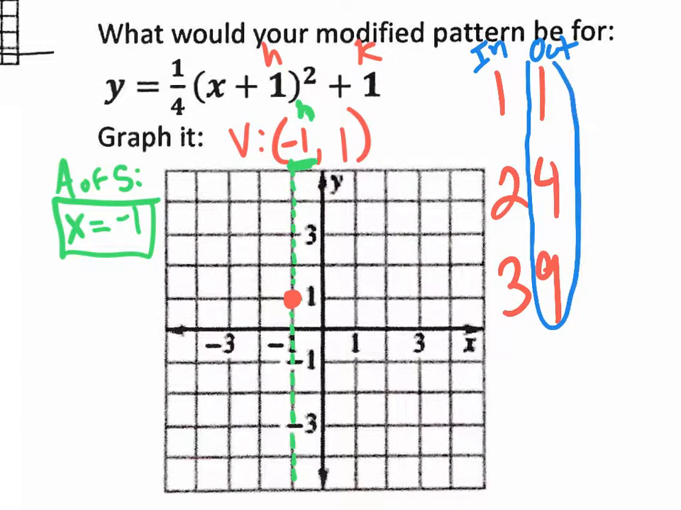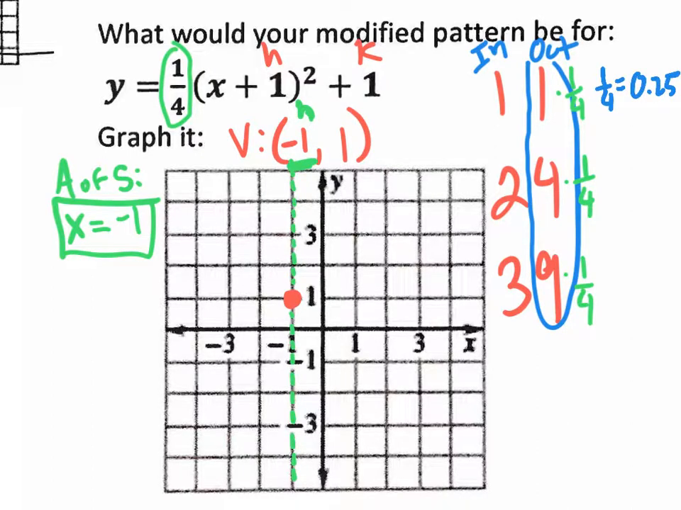So we need to change the outputs. We need to change the outputs by doing what? Multiplying by this new a value of 1/4. So go ahead and multiply by 1/4, multiply by 1/4, multiply by 1/4. Some of us are going to get weirded out because of the fraction, but you shouldn't. What is 1 times 1/4? That's just 1/4, no big deal. So let's write down 1/4, or if you don't like fractions, convert it to a decimal, 0.25.